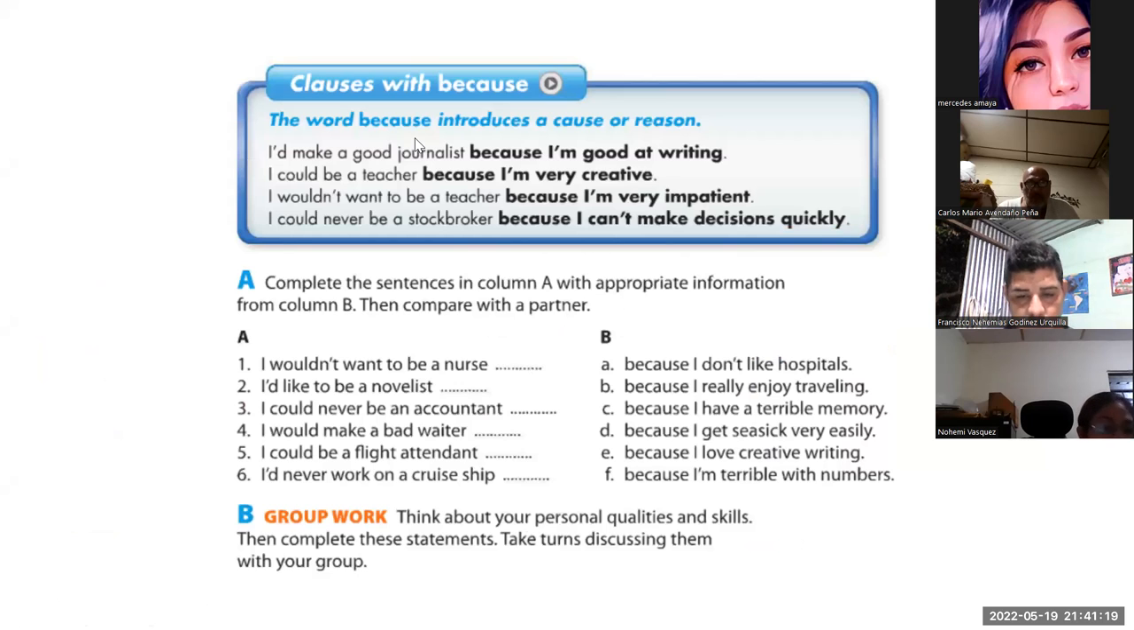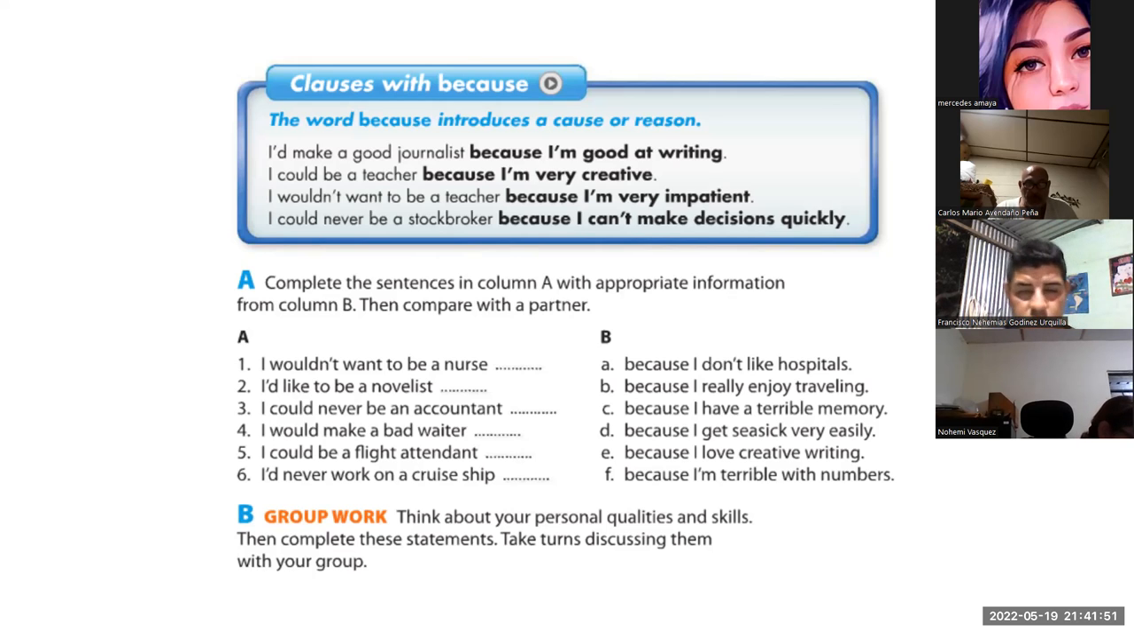Okay, this is where we stop, right? So we are going to create clauses with the connector because. Let's complete the sentences in column A with appropriate information in column B. Then we're going to compare. Remember that you can do this in your notebook. You're going to write number one and then the letter that completes the number one.